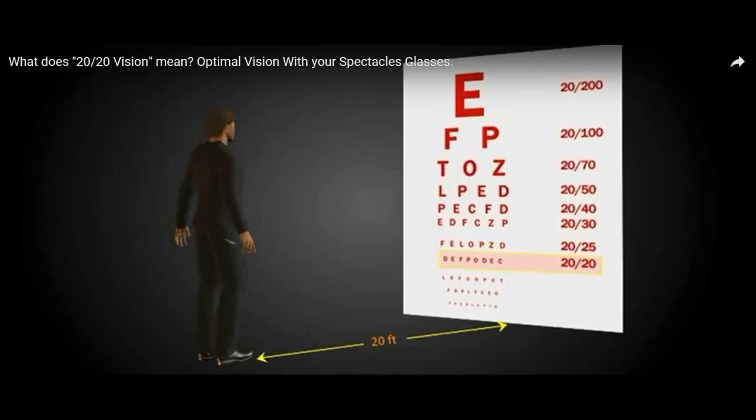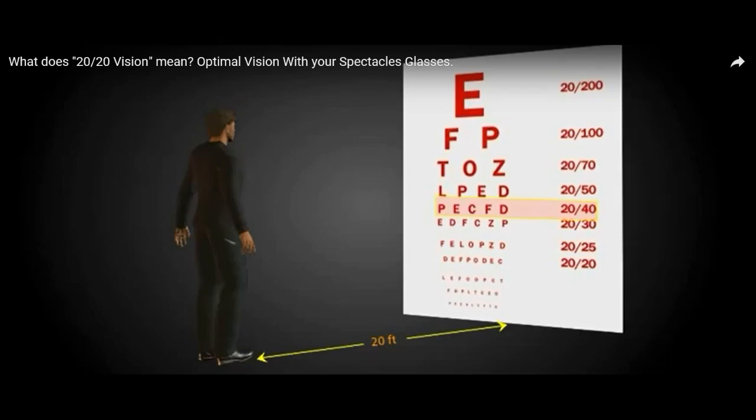20/20 means that you can see at 20 feet away what a person with normal sight can see at 20 feet away. It is very important that you actually measure 20 feet. You can only see the top E. That means you can see at 20 feet what a person with normal sight can see at 200 feet.